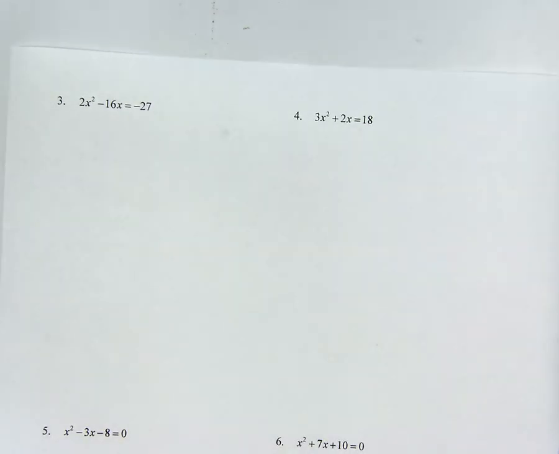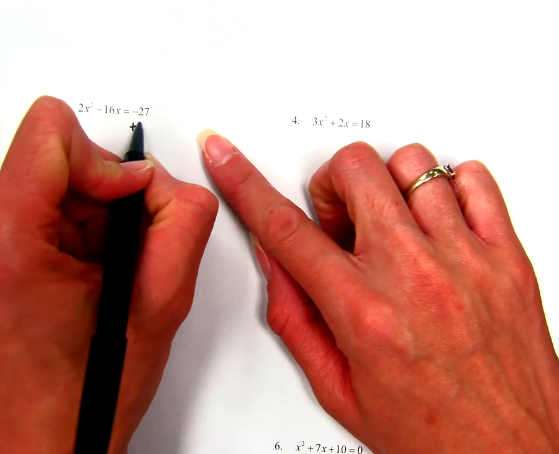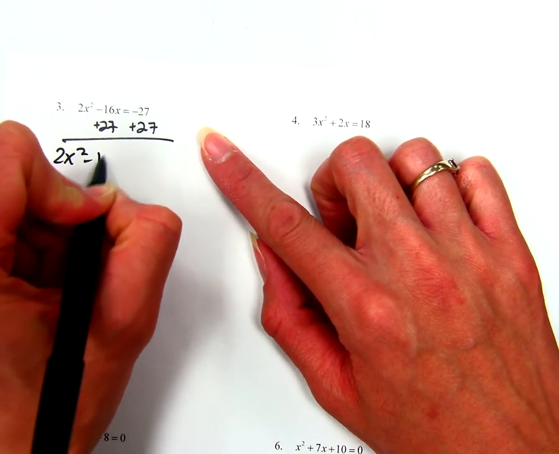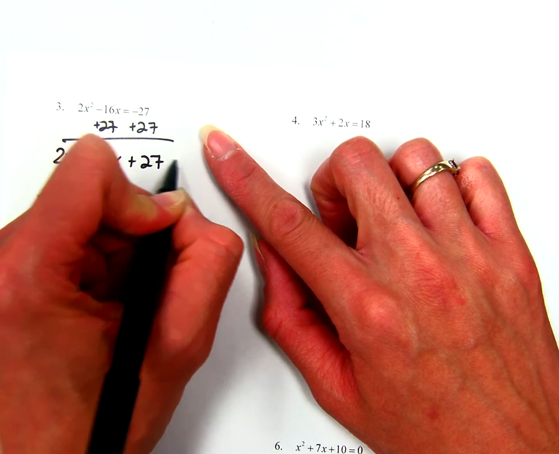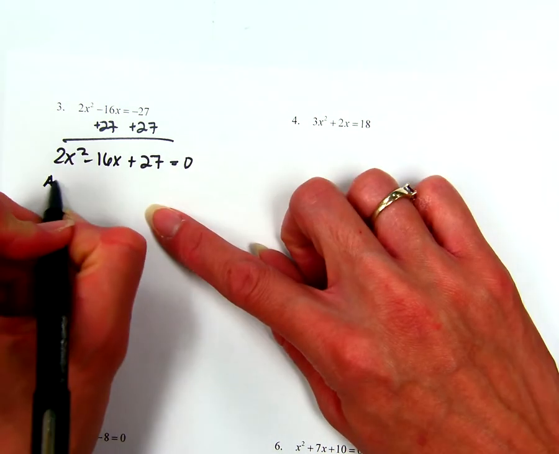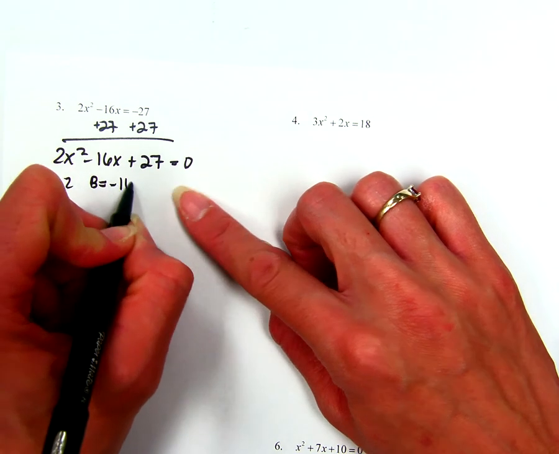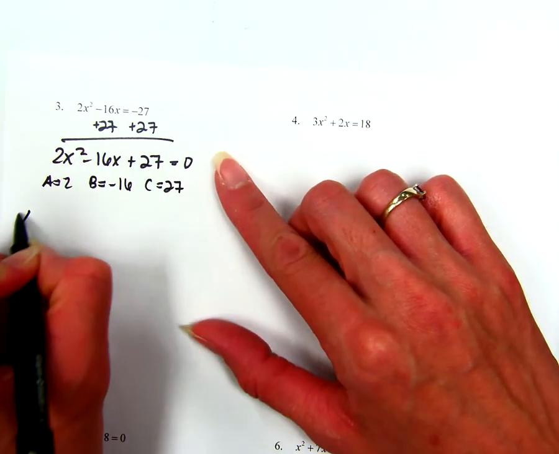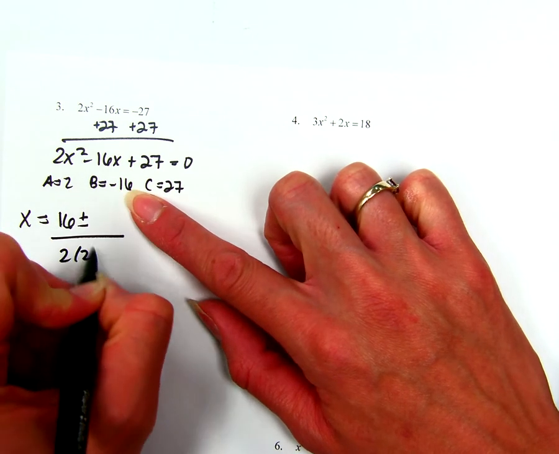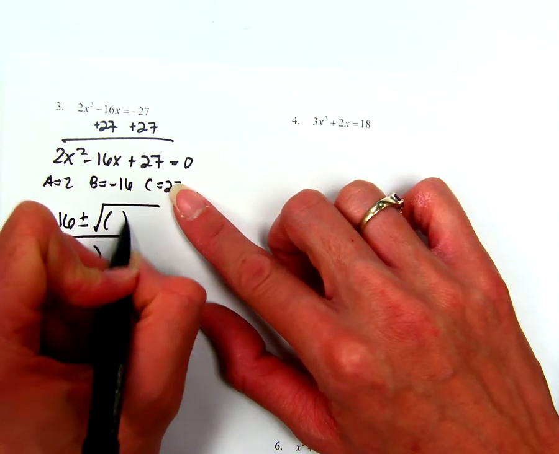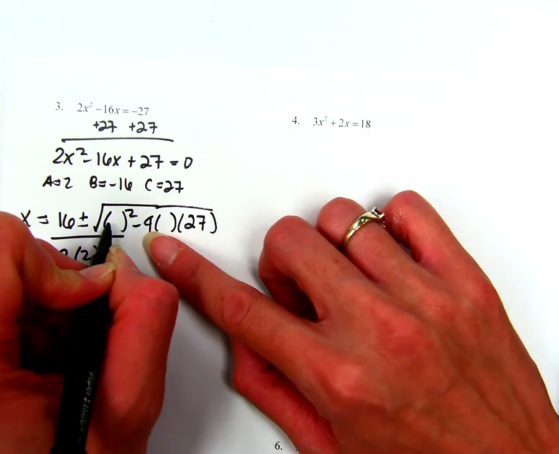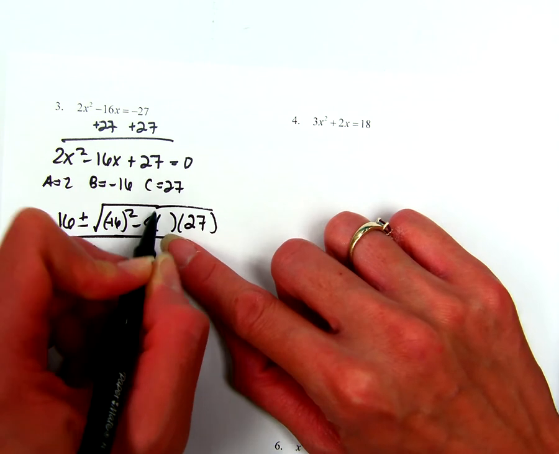All right, so first thing you need to do is add 27 to both sides. So 2x squared minus 16x plus 27 equals 0. All right, so I'm going to say a is 2, b is negative 16, and c is 27. So it's x equals opposite of b, which is now plus 16, over 2a, which is 2 times 2, and this part is b squared minus 4ac. So b squared is negative 16 squared, 4a is 2 times 27.